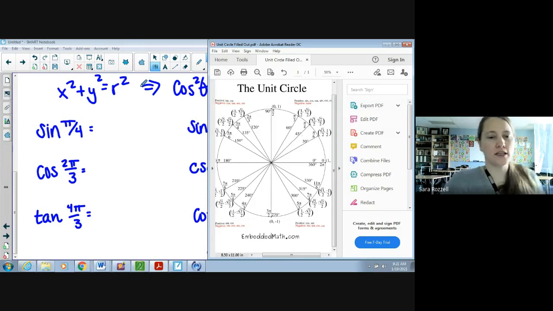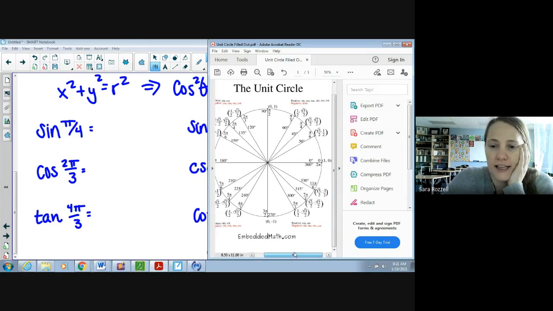All right, so let's go through and see what we need to do to figure these out. So the first one we said sine of pi over 4. So go to pi over 4. Is sine the x or the y?